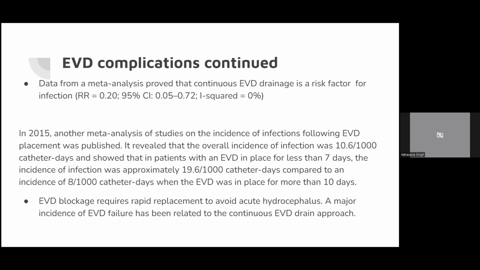Blockage of the external ventricular drainage requires rapid replacement to avoid acute hydrocephalus, and a major incidence of failure has been related to the continuous drain approach.